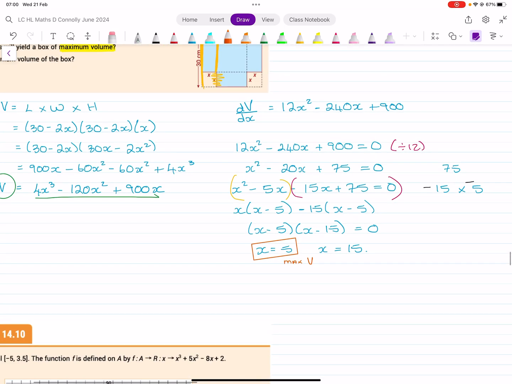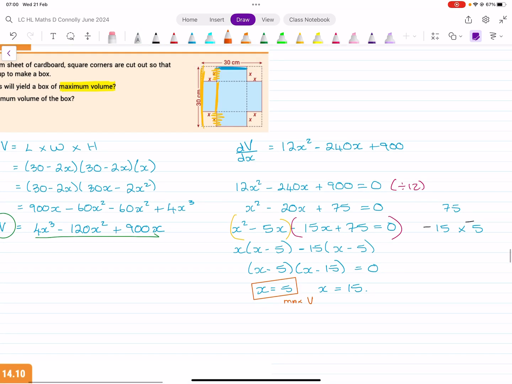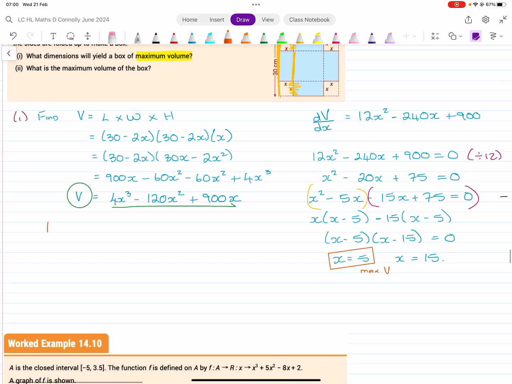Now it doesn't want the value of x, it actually wants the dimensions. So the length is 30 minus 2x, which is 30 minus 2 times 5. 30 minus 10, so that's 20 centimeters. The width is all the same, so the width is going to be 20 centimeters. And then the height is just going to be x, so the height's going to be 5 centimeters.